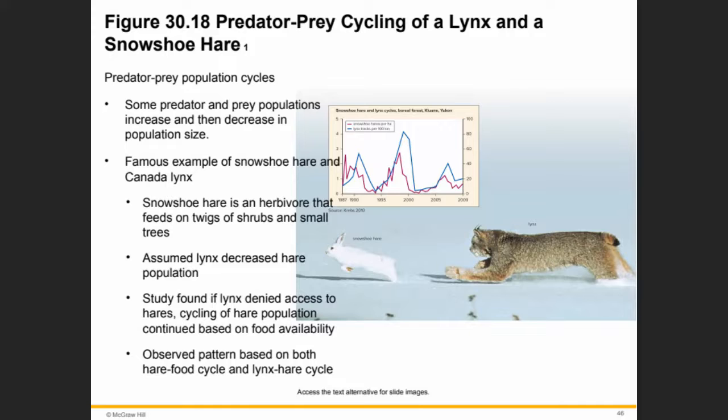So here the hare populations reach a peak a year or more before lynx populations. So it reached the peak before the lynx, if you can see it. Then they reach the peak over here, then the lynx reach the peak.